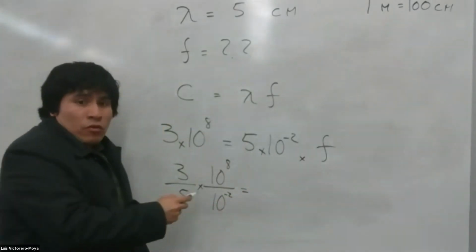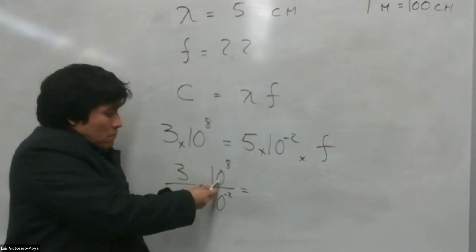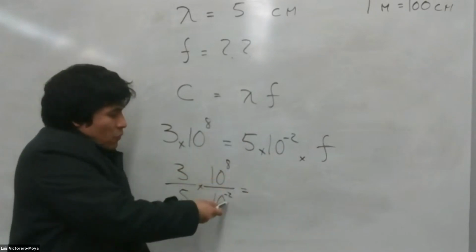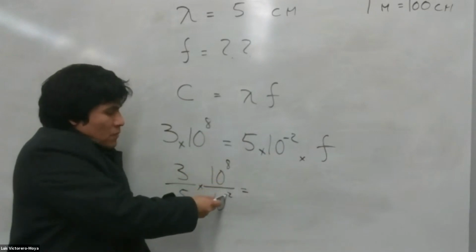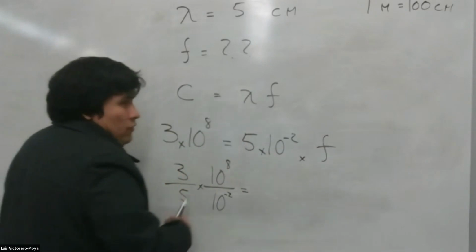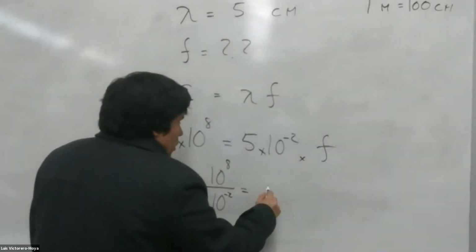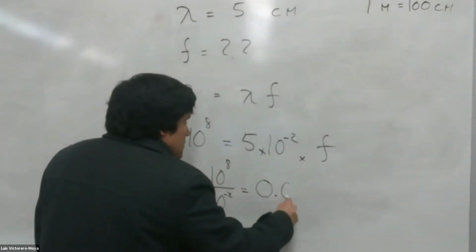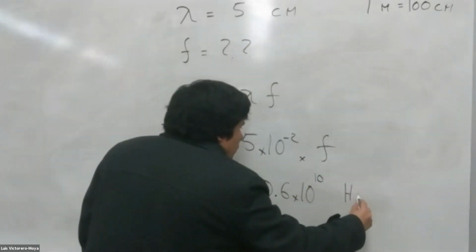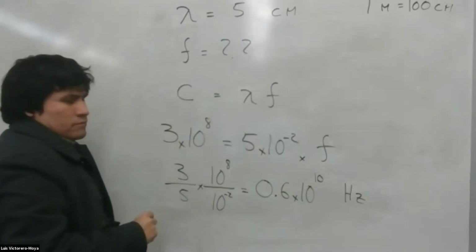When you have this type of division, the same base with different exponents, in a division you subtract the exponents. So 8 minus 2 is 10 to the 10. And 3 over 5 is 0.6. So this is around 0.6 times 10 to the 10 hertz. But we normally don't leave it like that.